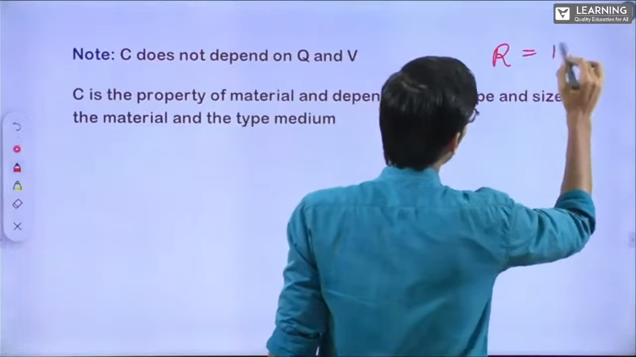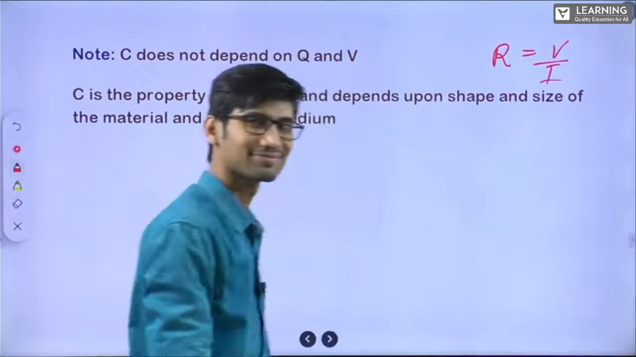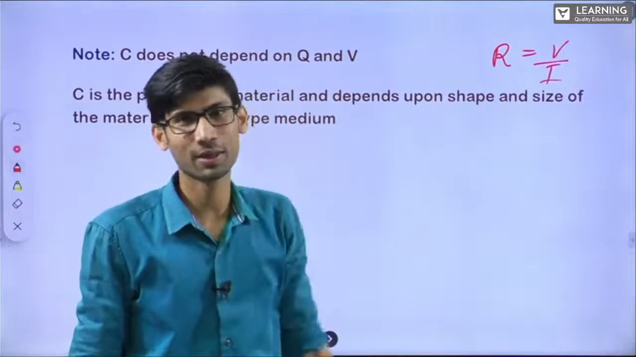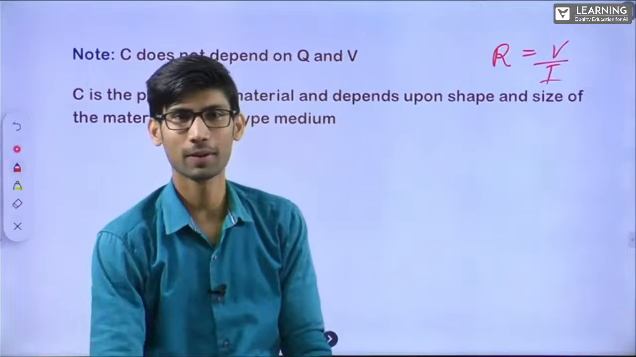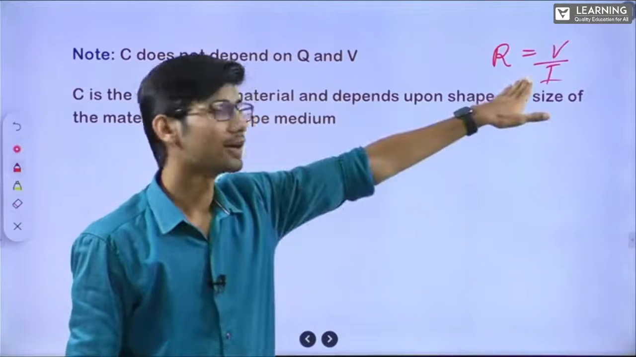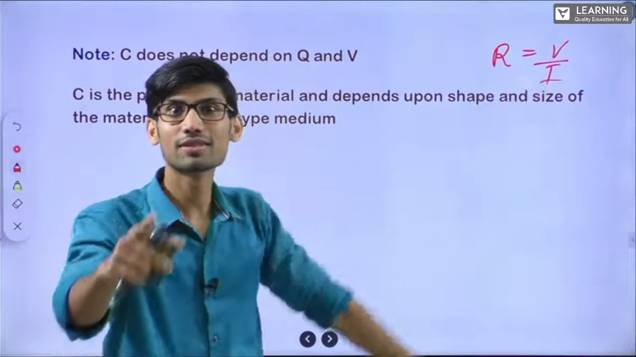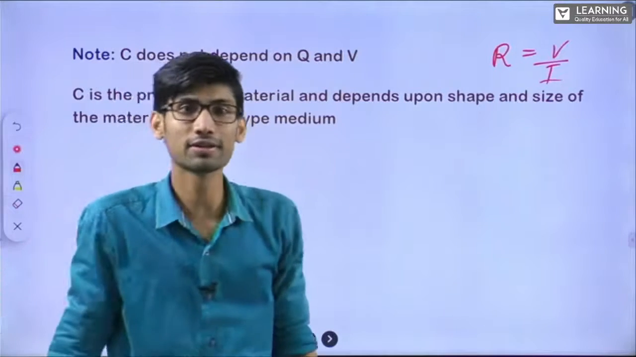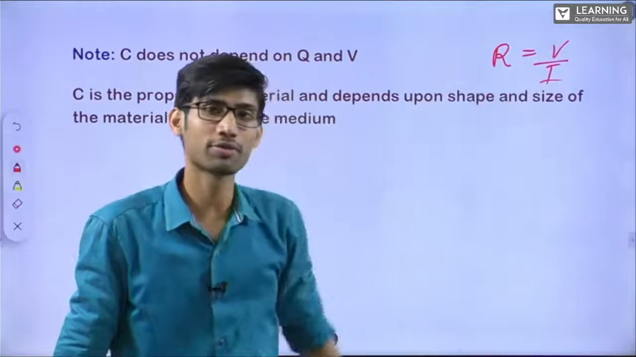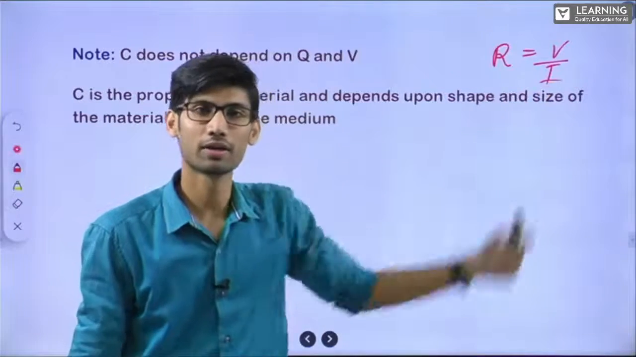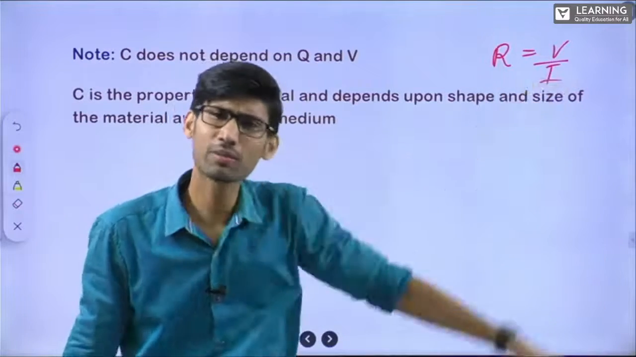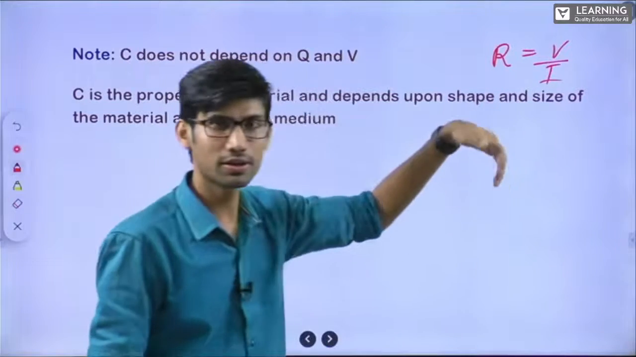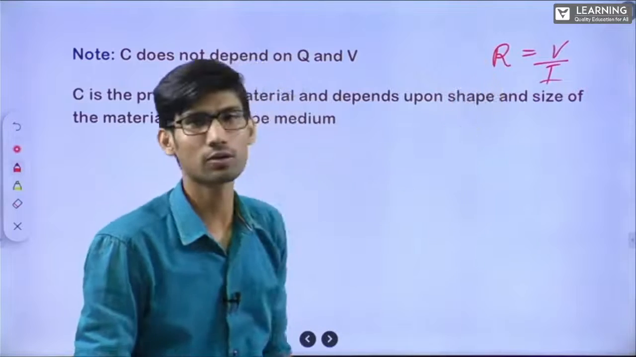Resistance is equal to V by I. In 10th standard, when you heard resistance for the very first time, we got the formula of resistance, right? And if you remember, resistance is the property of the material. Every material will have different resistance, but still the formula for resistance is V by I. Does this mean that resistance depends upon potential and current? No.